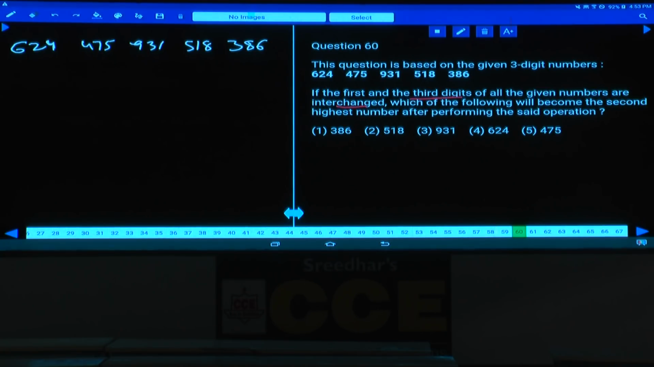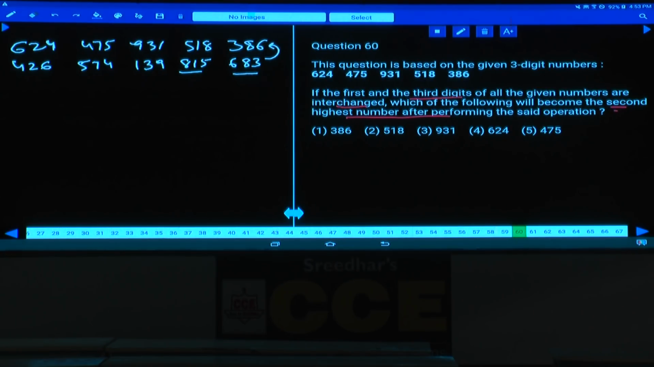Then which of the following will become the second highest number after performing the said operation? Now if the first and the third digits are interchanged, this number will be 426, this will be 574, this is 139, this will be 815, and here it will be 683. Now out of these, what is the highest number here? 815 is the highest, second highest is 683.